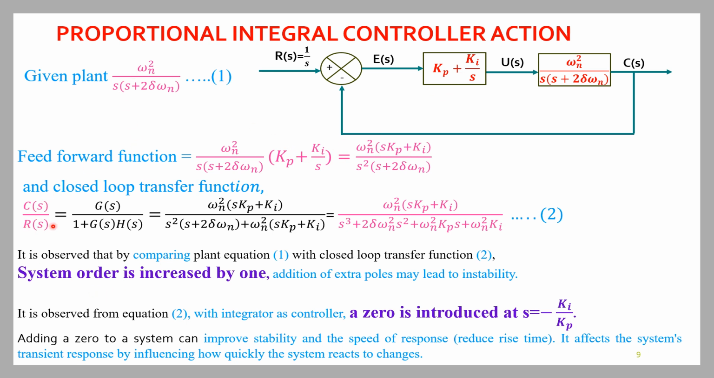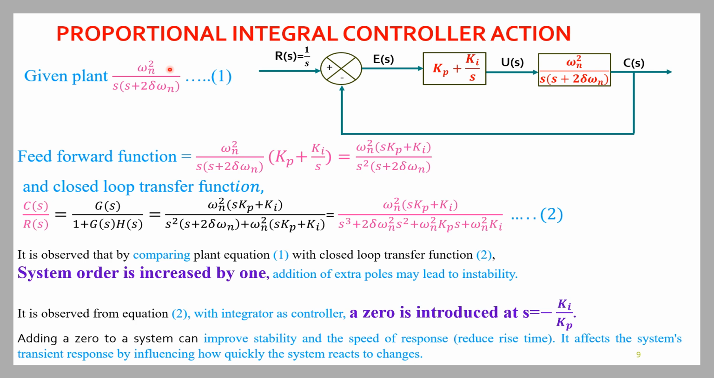Let us write C(s) by R(s). It is a negative feedback system. So C(s) by R(s) is nothing but G(s) divided by 1 plus G(s) H(s). Let us examine. We have substituted G(s), and the H(s) value is 1. G(s) is nothing but the feed forward function. Now let us examine equations 1 and 2. We have concluded that here the order is 2. Here the order is increased to 3.